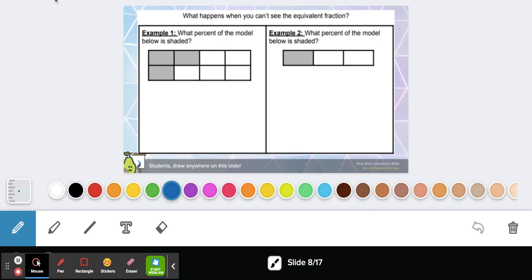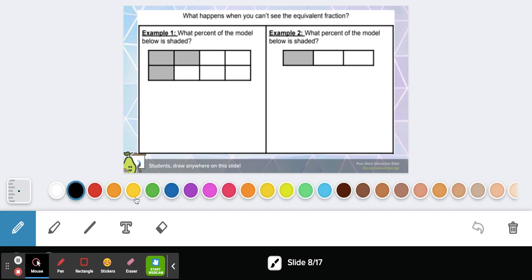All right, so it says, what happens when you can't see the equivalent fraction? Okay, so this one's going to be a little bit harder. It says, what percent of the model below is shaded? Okay, so then again, I have 1, 2, 3, 4, 5, 6, 7, 8.